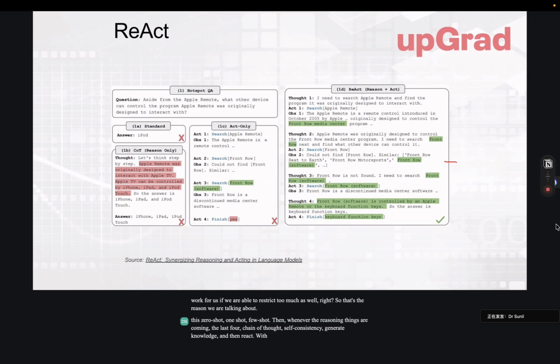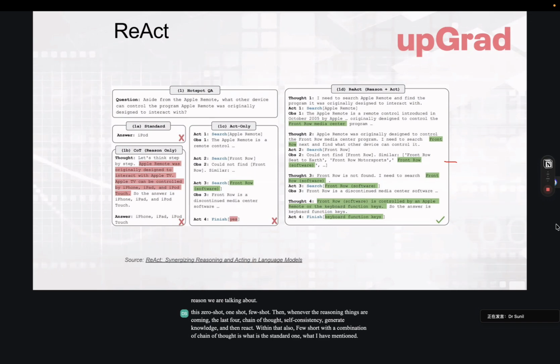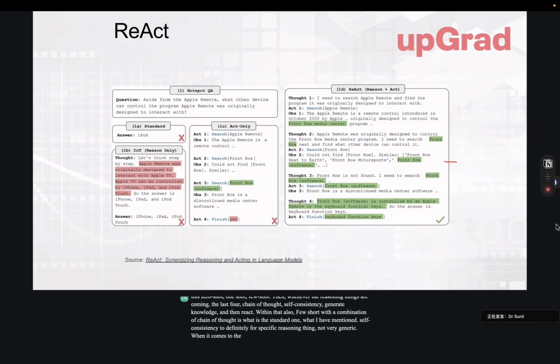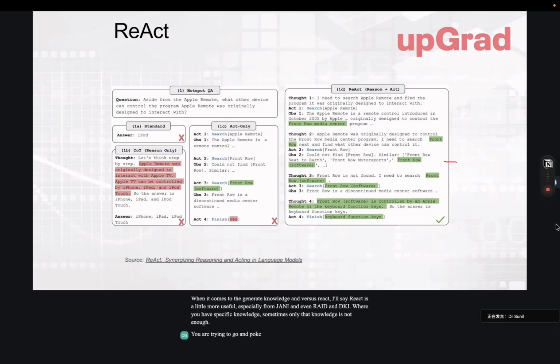Within that also, few shot with a combination of chain of thought is the standard one, what I have mentioned. Self-consistency is definitely for a specific reasoning thing, not very generic. When it comes to generate knowledge versus ReAct, I'll say ReAct is a little more useful, especially from Gen AI and even Agentic AI, where you have specific knowledge. Sometimes only that knowledge is not enough. You are trying to go and poke some external thing as well, and then play with that.